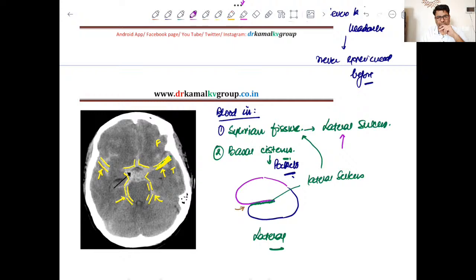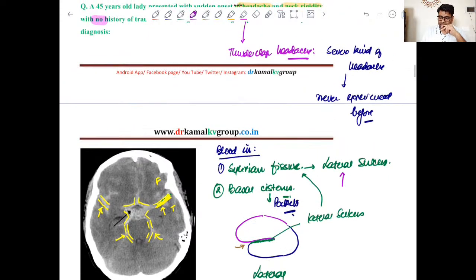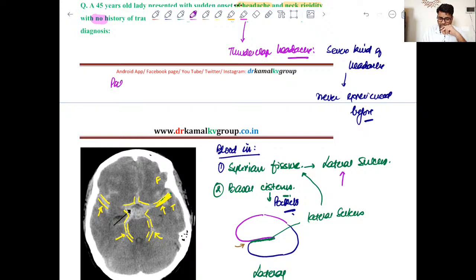Now the next question is, why are we getting the collection of blood here only? Why not at some other place? For that, you have to understand the pathology of subarachnoid hemorrhage. In other terms, what is the most common cause of subarachnoid hemorrhage? It is mostly because of rupture of a berry aneurysm, right?